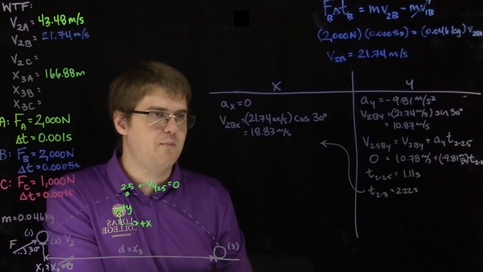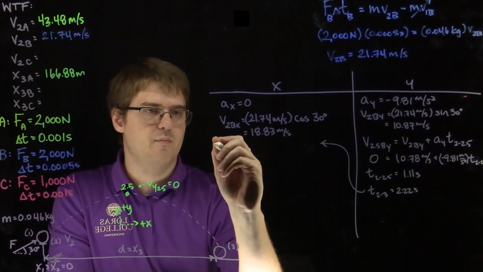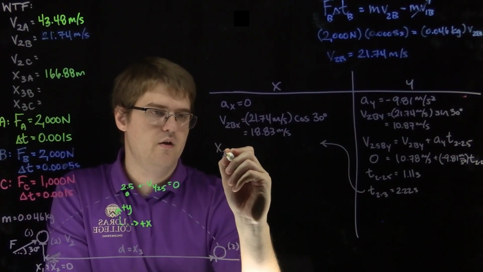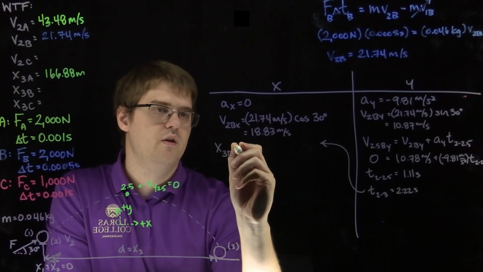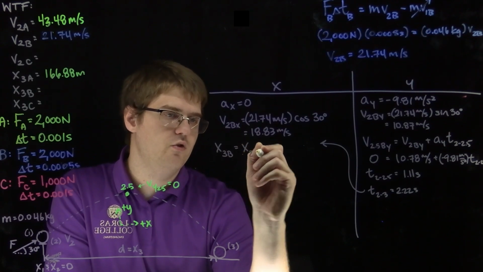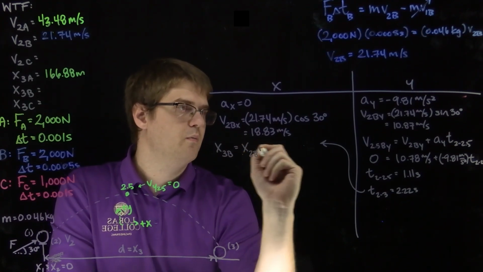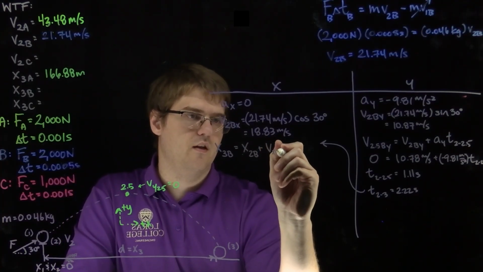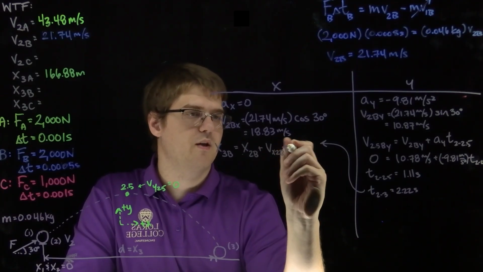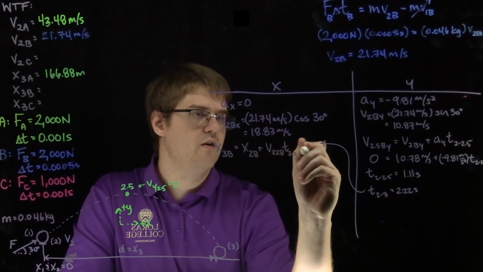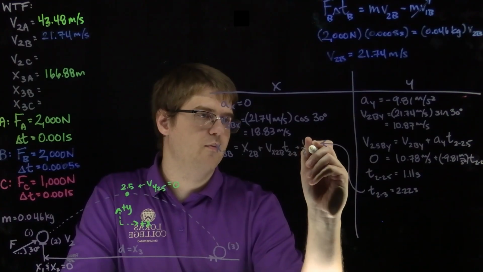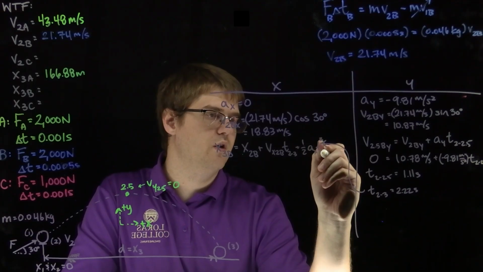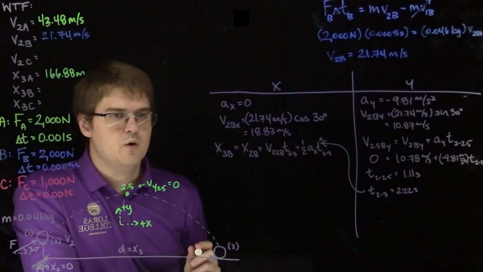And I can move that back over here, and I can solve my x. X at 3 for golfer B is going to be x at 2 for golfer B plus my velocity in the x at 2 for B times my time between 2 and 3 plus 1/2 times my acceleration in the x times my time squared between 2 and 3.